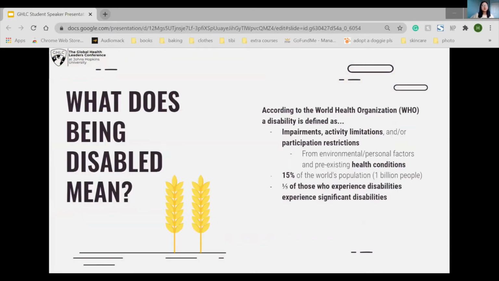So what does being disabled mean? Disability is defined by the World Health Organization as an impairment, activity limitation, or a restriction on participation. And these derive from environmental or personal factors or pre-existing health conditions. Approximately 15% of the world's population is affected by some type of disability, and 1/5 of those experience significant disabilities.